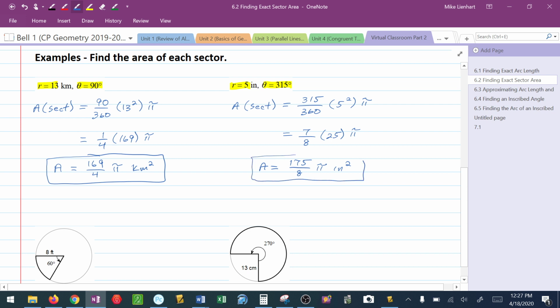Let's make sure on this too. 175 divided by 8, is there anything that goes in? Well, 2 doesn't. 4, there's nothing that'll go into both of them. So I know that that's a simplified fraction.